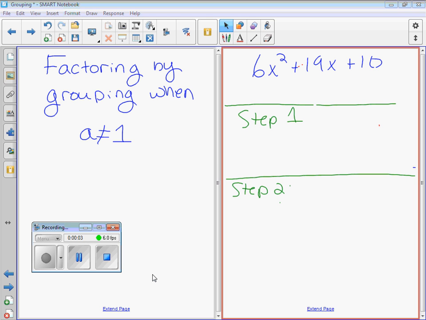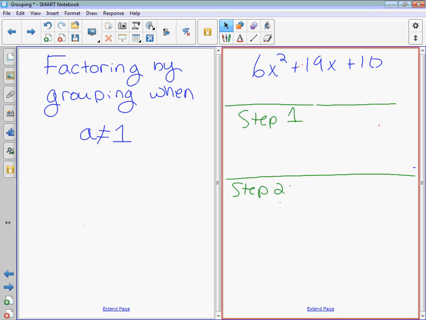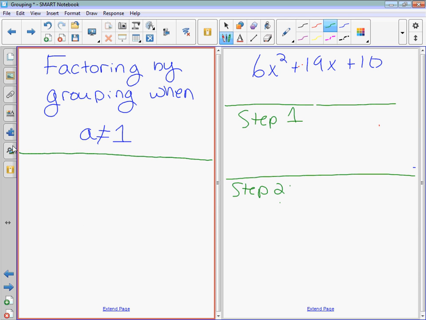So today I'm going to show you how to factor by grouping when A is not 1. Now, in the previous video I showed you that in x squared plus 2x plus 1, we have an A, a B, and a C. A is the number which comes before the x squared, which is 1. B is the number which comes before the x, which is 2. And C is the number that stands by itself, which is 1. You need to know that in order to complete the rest of this.